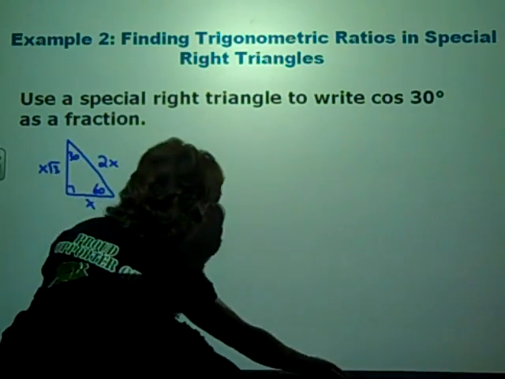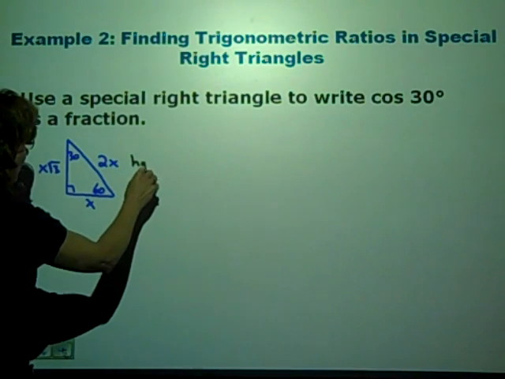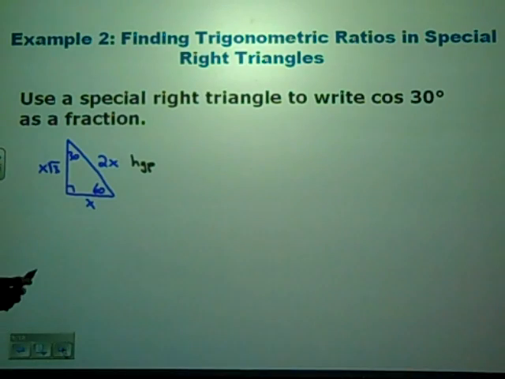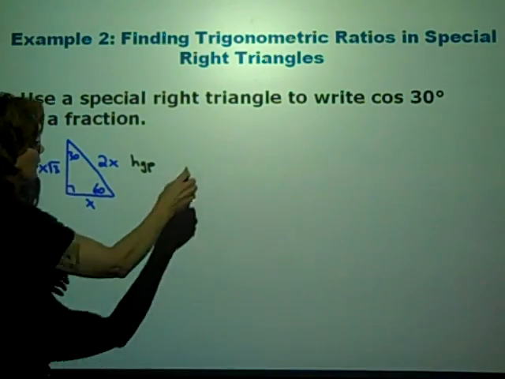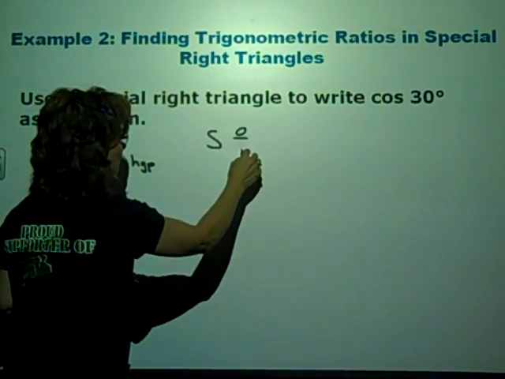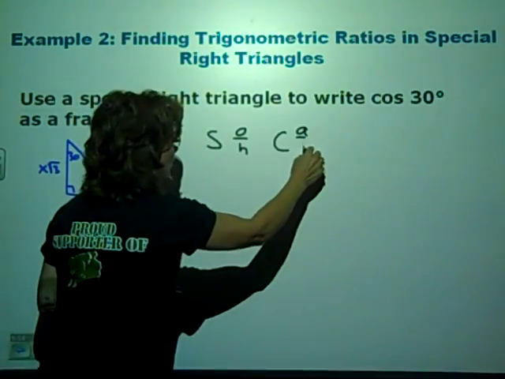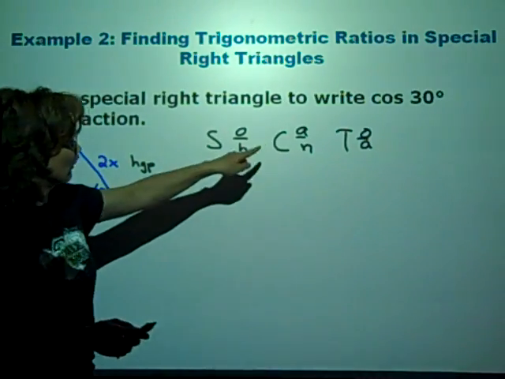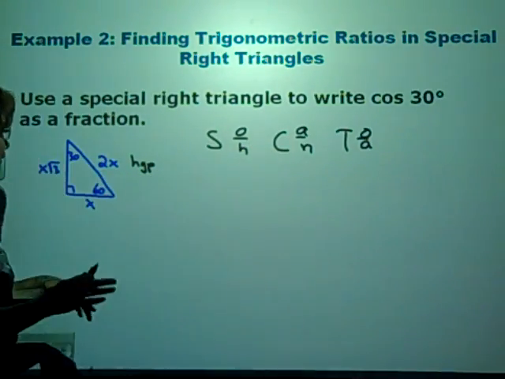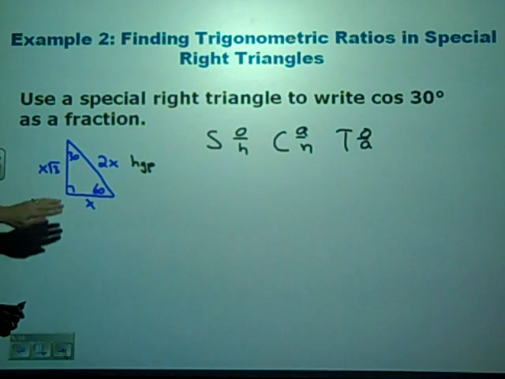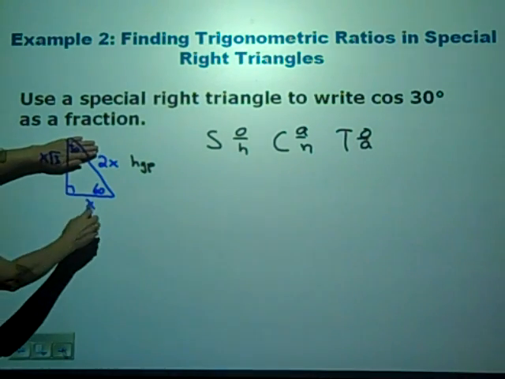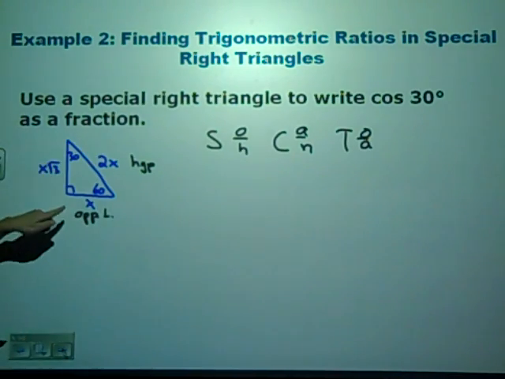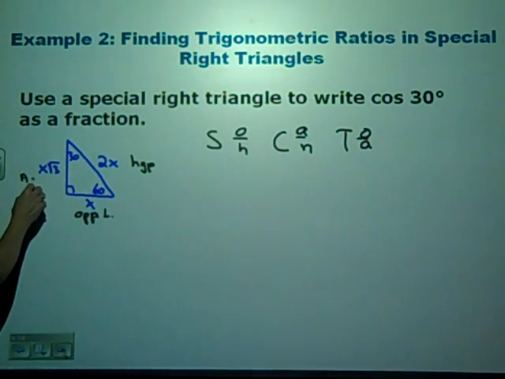And so if you think hypotenuse here, and we want to write the cosine of 30 degrees as a fraction. So I think SOH CAH TOA, and I'm looking for the cosine now, so I need the adjacent leg over the hypotenuse. Well, here's my hypotenuse. I cover up 30, and the leg I see is right here. I know that's the opposite leg. So then I look here, this must be my adjacent leg.